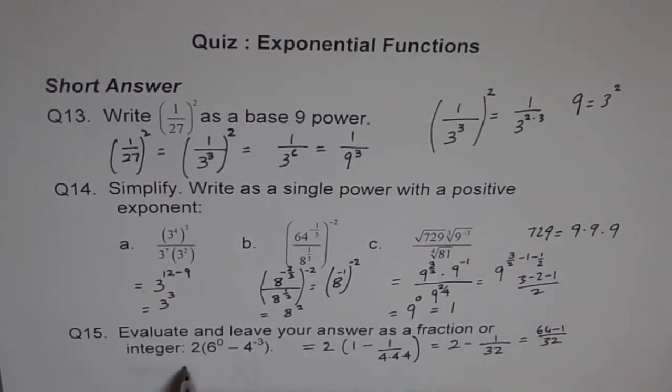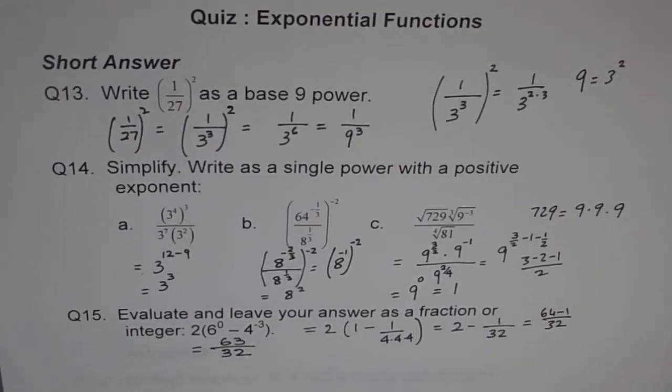So this could be written as 63 over 32. So that's the solution for question number 15. I hope you understand what we did here. So basically, this minus makes it a reciprocal. So it's 1 over 4 cube, 4 times 4 is 16, 16 times 4. And when you multiply by 2, 2 times 1 is 2. And here, one of the 2's we cancelled out. So 16 times 2 we did, right? 32. And then we got this, correct?